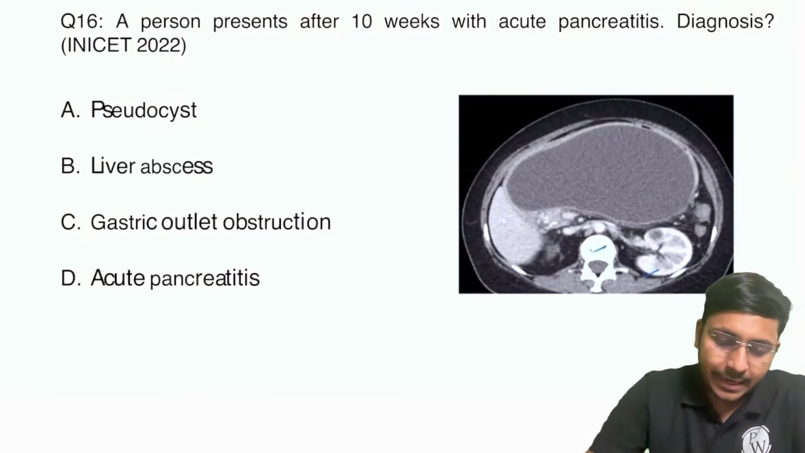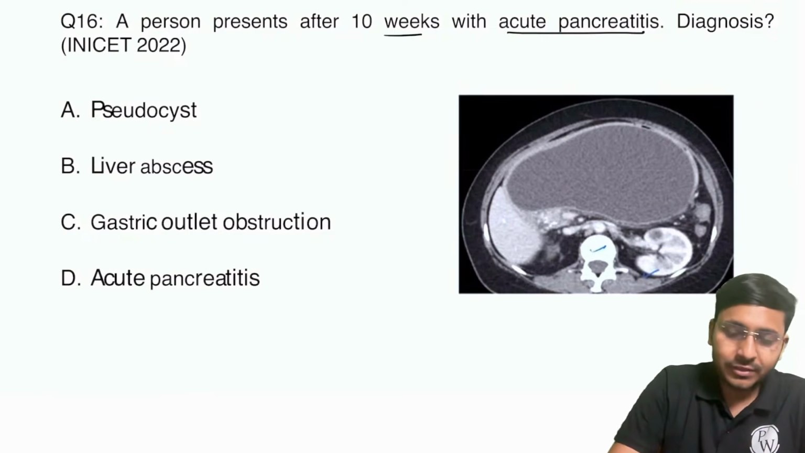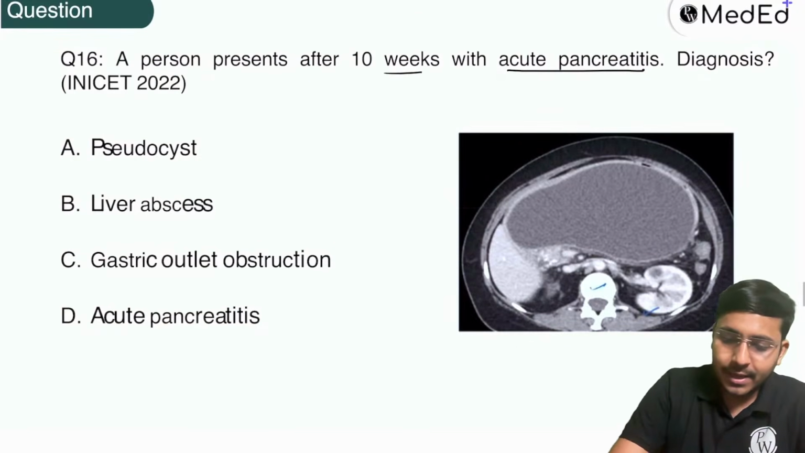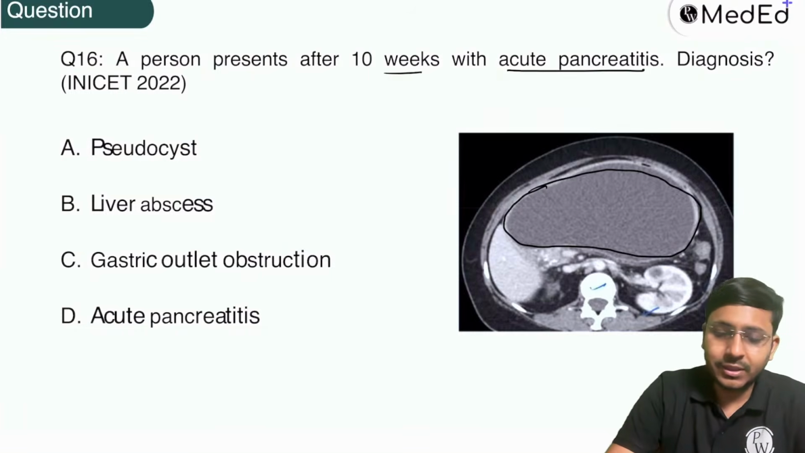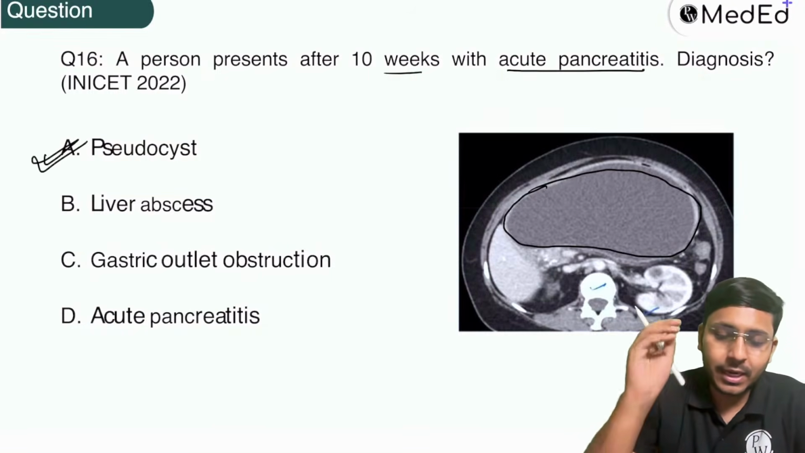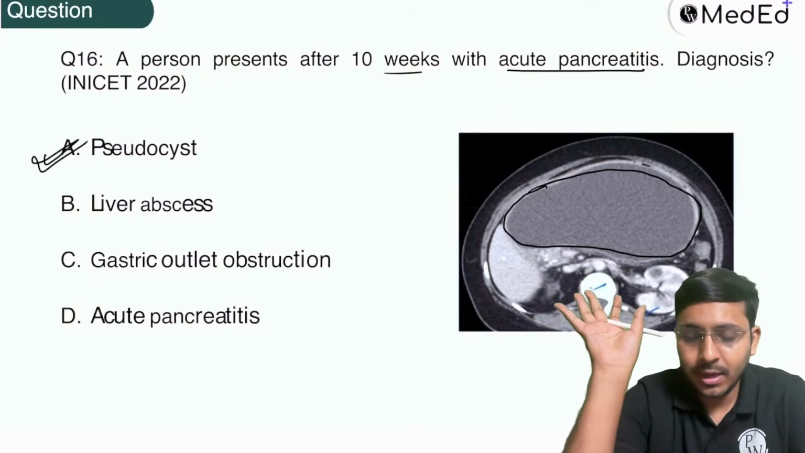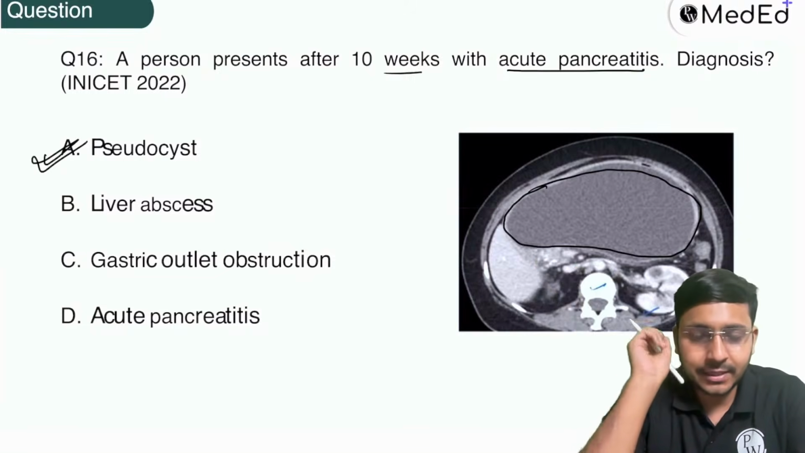Okay, next question. A person presents 10 weeks after pancreatitis. What is the diagnosis? So pancreatitis की history है. You are given a large fluid collection. After a pancreatitis, there is nothing but a pseudocyst, right? Pancreatitis के बाद कुछ भी cystic collection abdomen में इकट्ठा होता है. You have to mark pseudocyst as an answer.